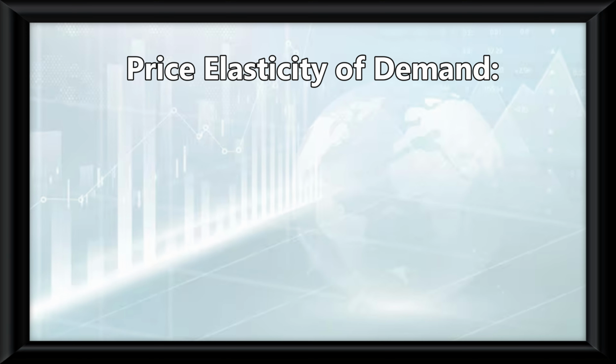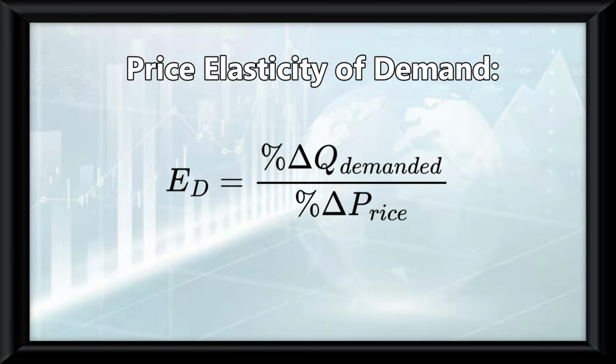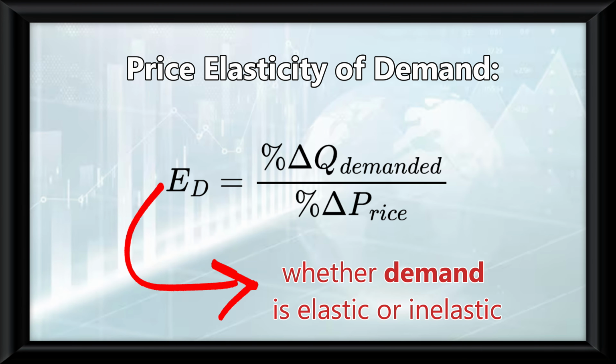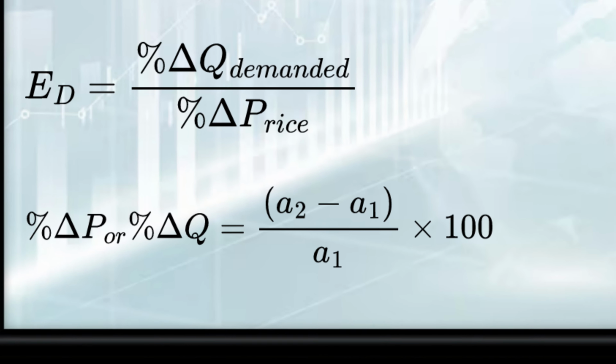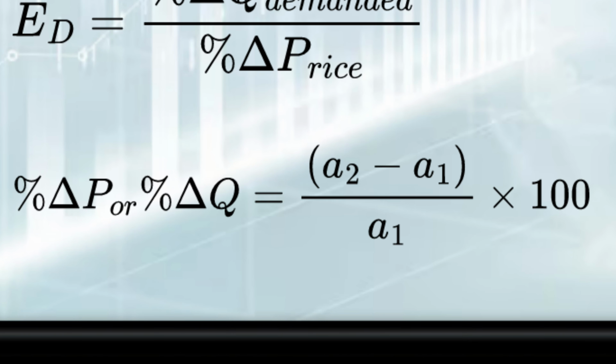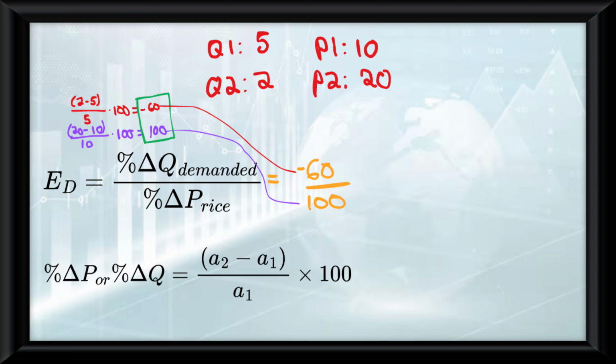To calculate it, we use the formula percentage change in quantity demanded divided by the percentage change in price. This tells us whether it's elastic or inelastic. If we are given 2 points, the way to calculate the percentages of both is the formula X2 minus X1 over X1 times 100, where X1 is the first quantity or price, and X2 is the second quantity or price. Then once we calculate them, we plug them into the equation to calculate the elasticity.